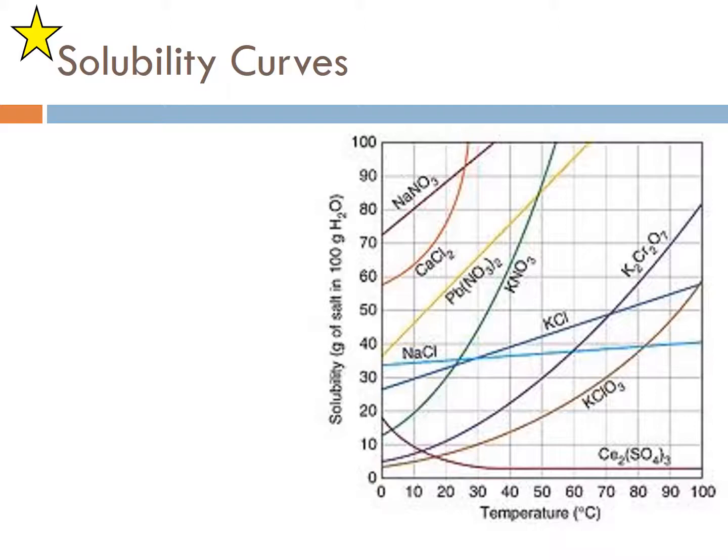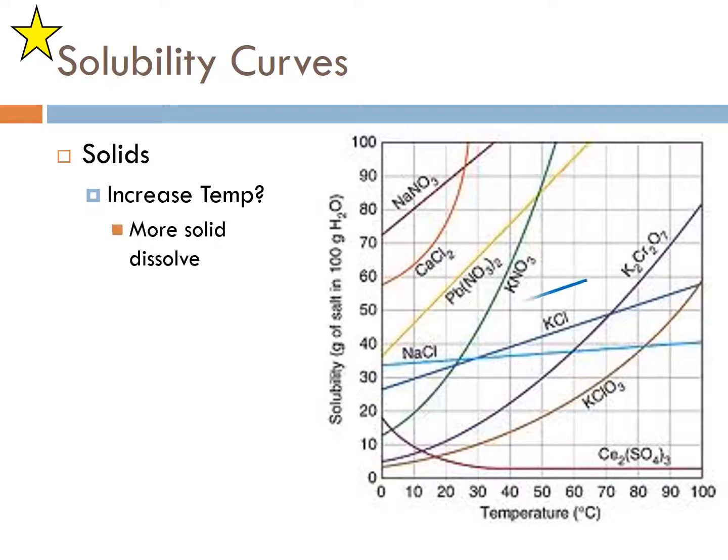So you can see here, sodium chloride, the blue here, stays pretty low. It's not really that temperature dependent. But if you look at potassium nitrate, this green one, you can see a really sharp rise as temperature increases. And there are some cases that are actually opposite, like cerium sulfate, which actually decreases with increased temperature. So for solids, as temperature increases, more solid dissolves, like you see here in KCl.